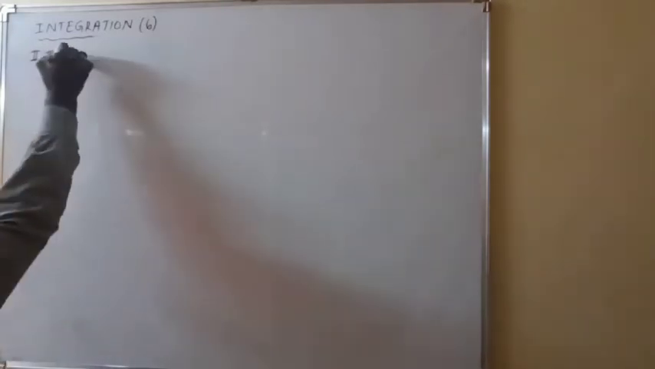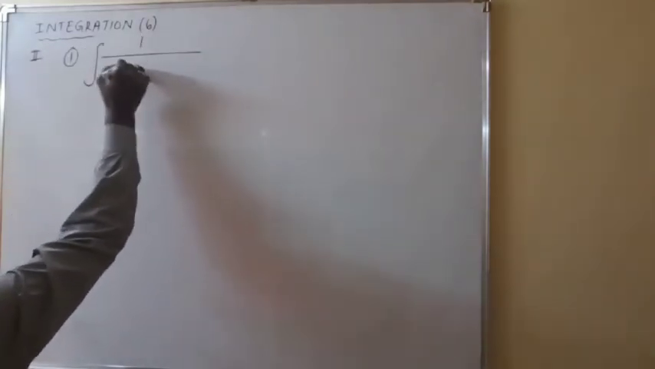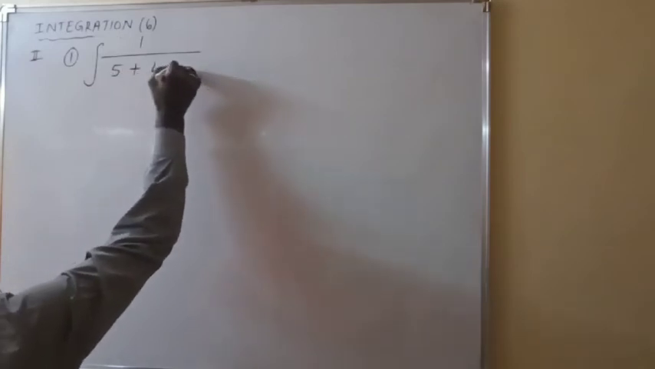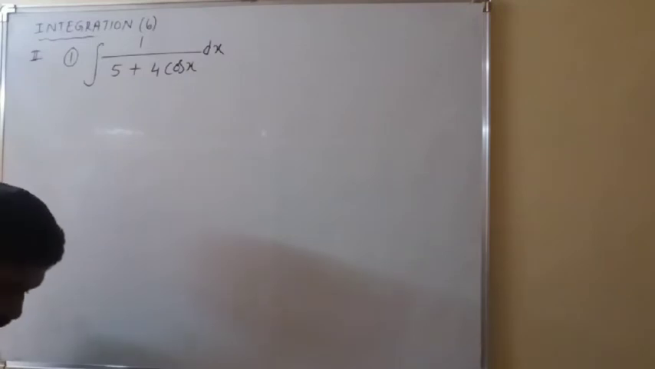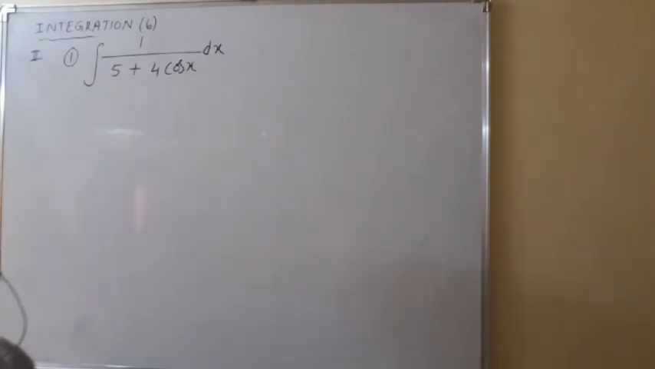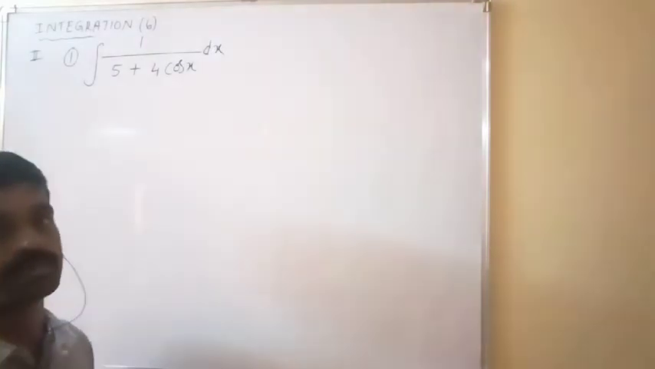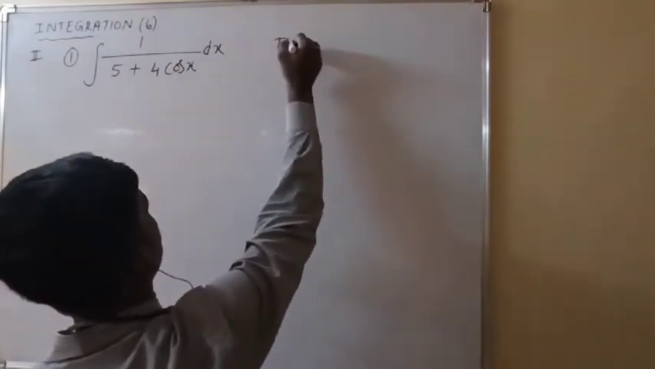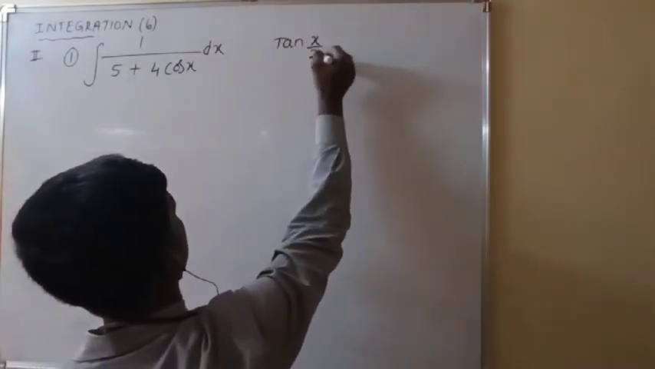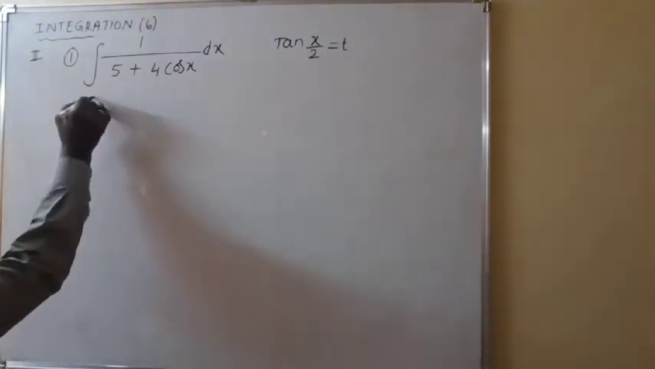So look at the second model problems. First problem, a simple problem: integral 1 upon 5 plus 4 into cos x into dx. That means here a value is 5, the sin x term is not there so b value is 0, plus c cos x, that means c value is 4. So what substitution do we have to take here? Tan of x by 2 is equal to t. So directly you put those values.